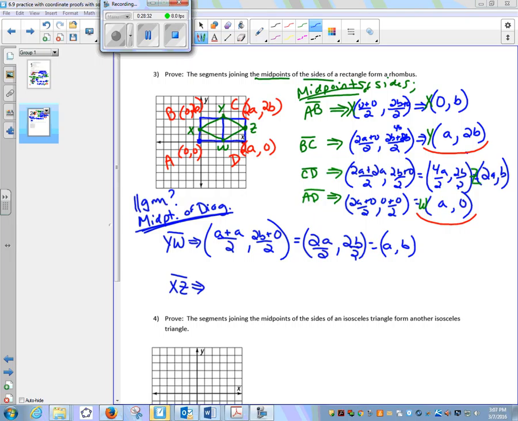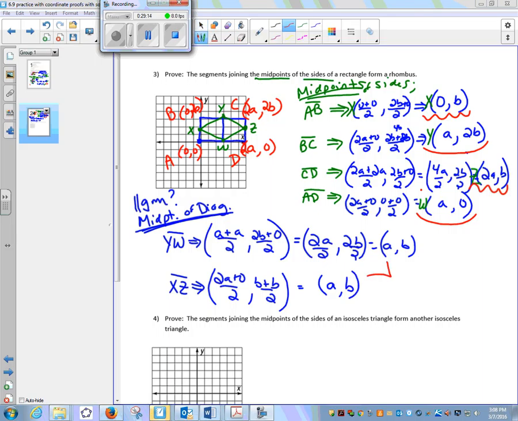And then the midpoint of XY, sorry, I was doing diagonals are perpendicular. I guess that would be a proof that it was a rhombus anyway. I could do that next. Okay, anyway, XZ, we're going to do the midpoint again. So XZ, now we're dealing with this one and this one. So we're going to add the x's, 2a plus 0 over 2, and add the y's, b plus b over 2. Again, we're going to get 2a over 2 and 2b over 2. We get just a comma b.